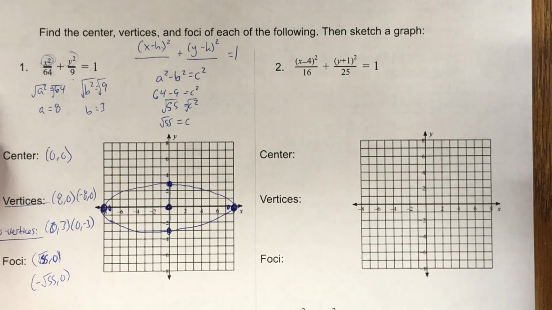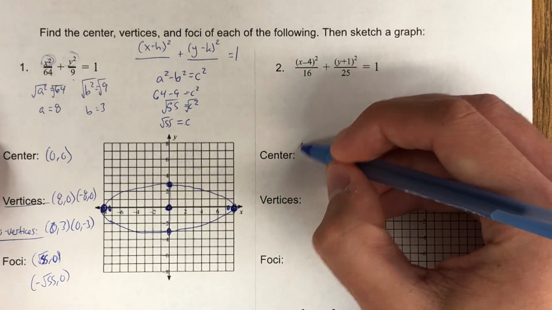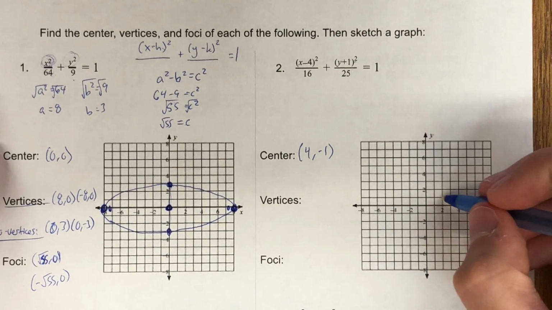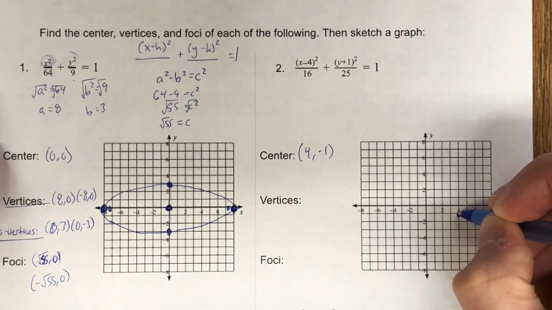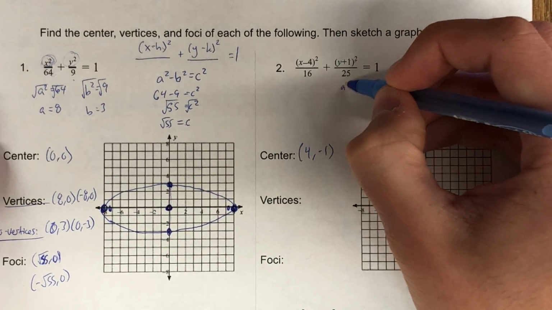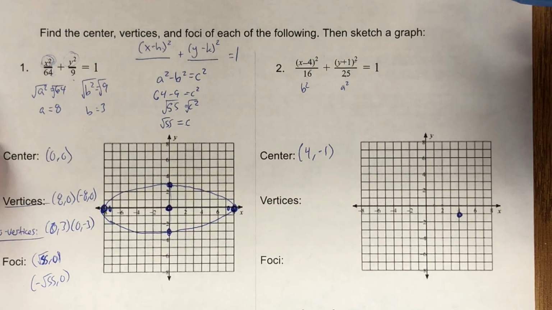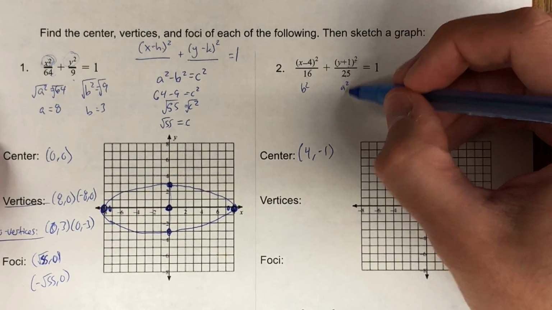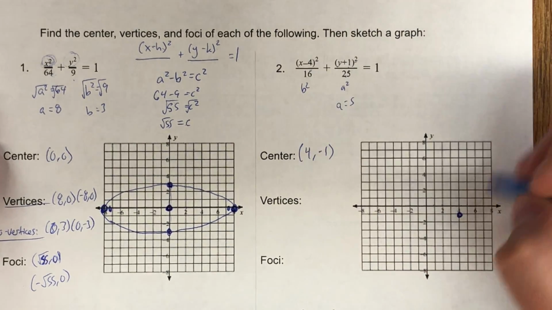Let's look at number 2. So in this case, again, we can find our center right off the bat. So it'd be 4, negative 1, so h and k. So 1, 2, 3, 4, and negative 1. As I look down below, we look which is larger to determine our a squared and our b squared. 25 is larger than 16. So it's going to be a vertical ellipse. This will be our major axis. The square root of 25 is just 5, so a is 5.